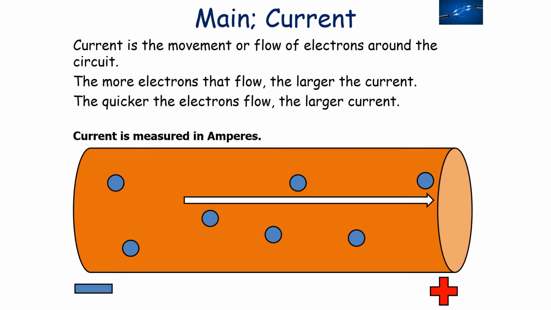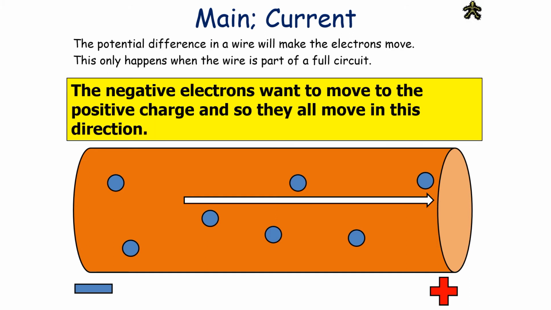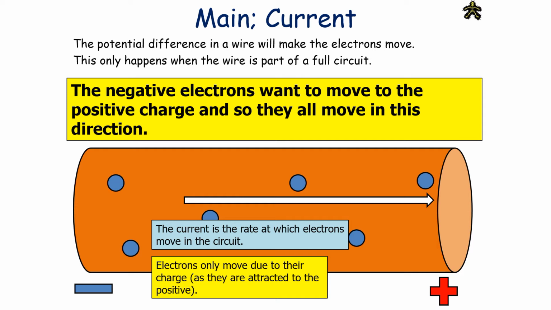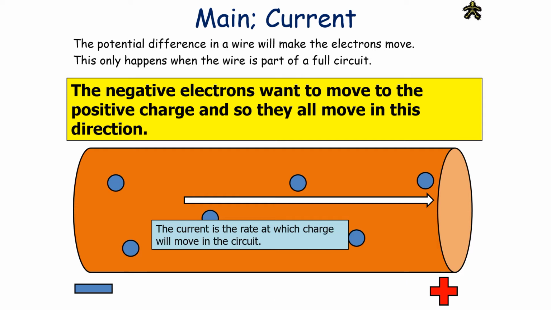So like we said before, current is the movement or flow of charge around the circuit. A potential difference across a complete circuit will cause a current to flow. So it will cause the electrons to flow in the same direction in the circuit. The current is how quickly the electrons move in the circuit. It's the rate at which the electrons move in the circuit. Now, electrons only move due to their charge as they're attracted to the positive. So the current is the rate at which charge will move in a circuit.